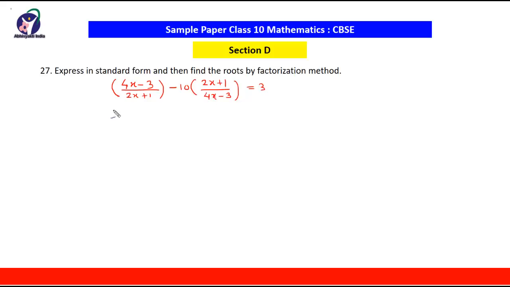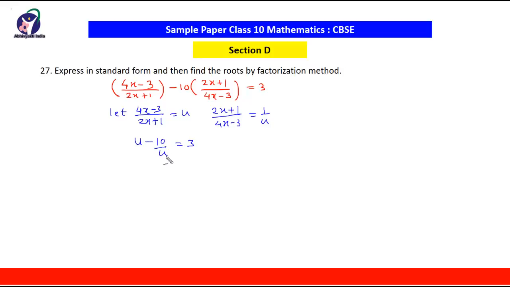So first let (4x minus 3) upon (2x plus 1) be equal to u, and here this is a reciprocal, so (2x plus 1) upon (4x minus 3) will be equal to 1 by u. So we will put this u and 1 by u here, so you will get u minus 10 by u, which is equal to 3.